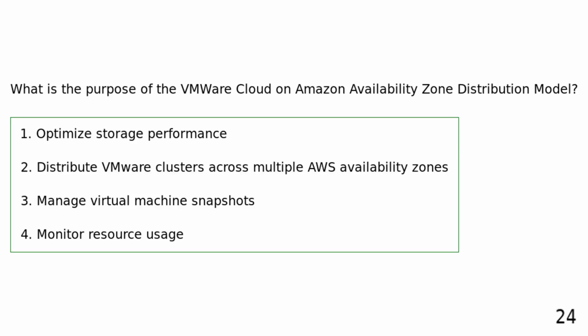What is the purpose of the VMware Cloud on Amazon Availability Zone distribution model? Optimize storage performance. Distribute VMware clusters across multiple AWS availability zones. Manage virtual machine snapshots. Monitor resource usage.